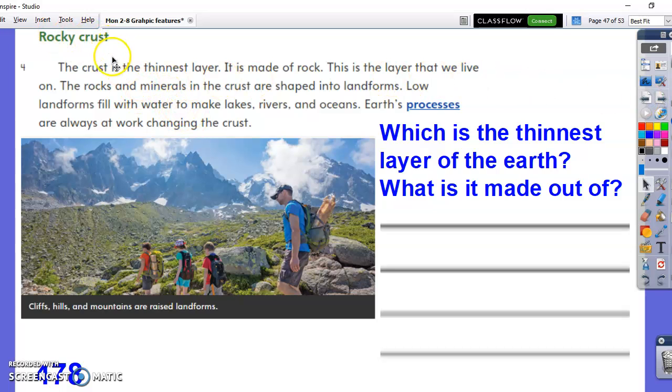Rocky crust. The crust is the thinnest layer. It is made of rock. This is the layer that we live on. The rocks and minerals in the crust are shaped into landforms. Low landforms fill with water to make lakes, rivers, and oceans. Earth's processes are always at work changing the crust. Which is the thinnest layer of the Earth, and what is it made out of?